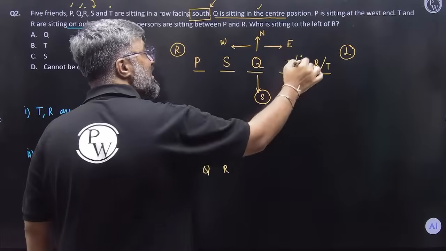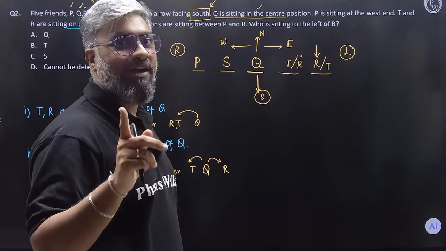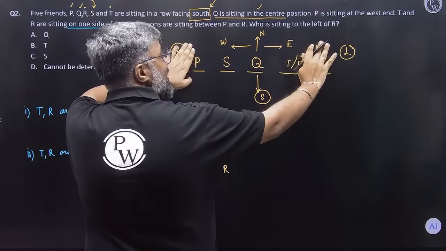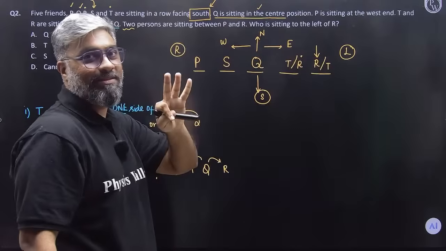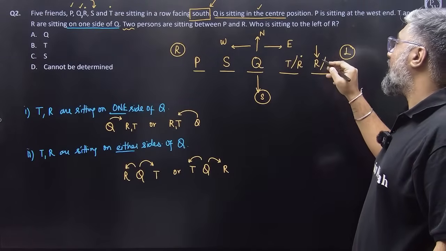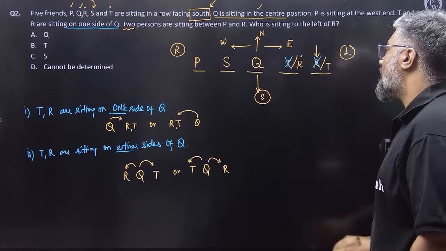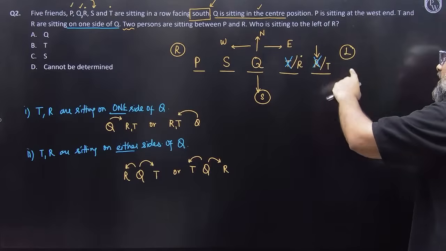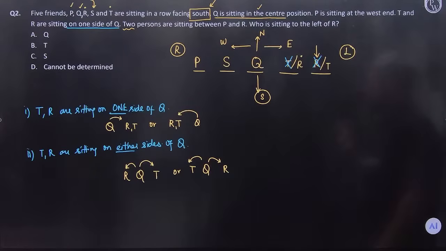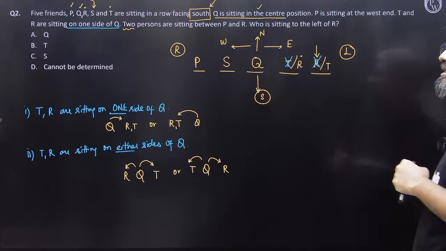But if this is R, are two people sitting between P and R? No longer. P here, R here, 1, 2, 3 people are sitting. Yes. So I can clearly eliminate this particular case. I can say this case won't work. R has to be here. T has to be here. This is our final arrangement. Okay. So P, S, Q, R, T is the right arrangement.